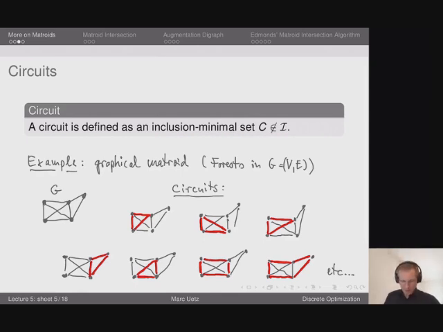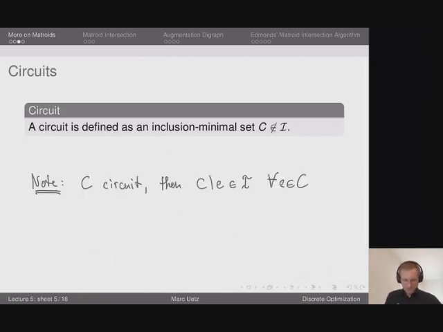And also notice that the size of these inclusion minimal sets, so the size of these circuits, is not necessarily the same. We have circuits of size 3 here, but also longer circuits. So once again, a circuit is defined as an inclusion minimal dependent set. So whenever I take out an arbitrary element from this circuit, I obtain an independent set. So like on the previous example, the cycles of the graph.